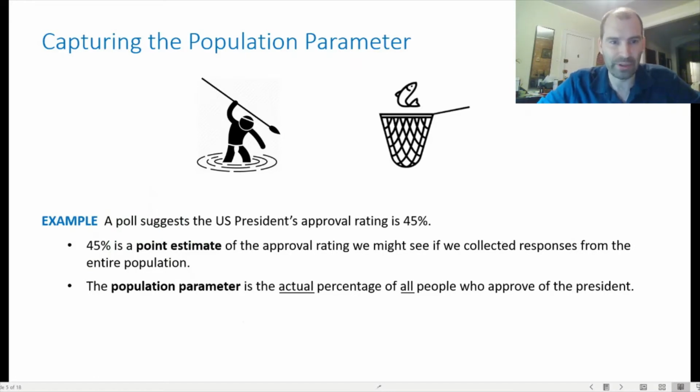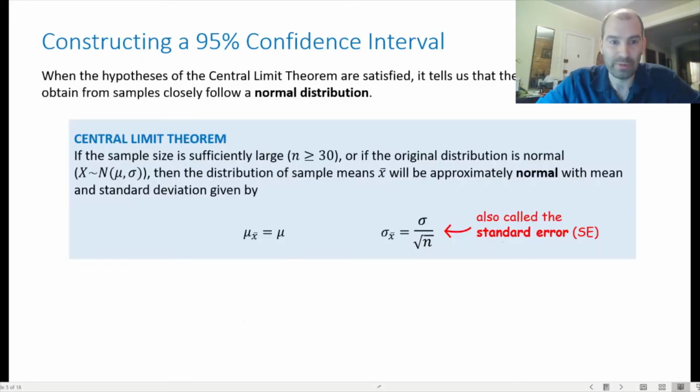So here's an example again. A poll suggests the US president's approval rating is 45%. 45% is the point estimate because it came from the poll. It came from a sample. And that's an estimate for what we might guess the actual population's approval rating of the president might be. Now, what is the actual population's approval rating? Well, that's the population parameter. That's the actual percentage. Do we know what that is? No. We're just making a guess with our point estimate from our sample.